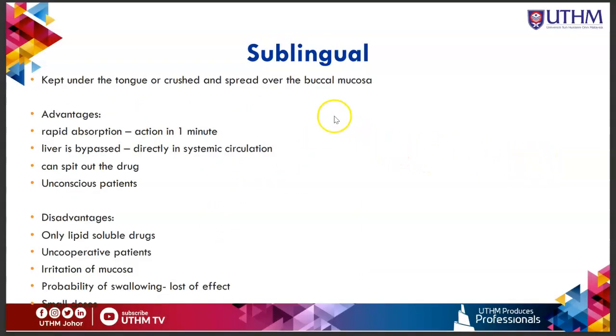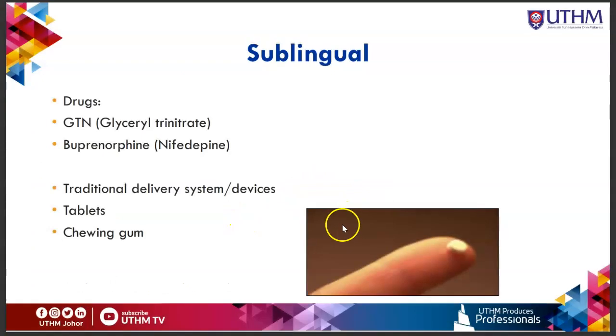And then the sublingual, it's kept under the tongue or crushed and spread over the buccal mucosa. Advantage is rapid. Liver is bypassed. Go straight to your systemic circulation. You can spit out the drug if you don't like it. And the disadvantages is only lipid soluble drug, uncooperative patients won't want to do that, and irritation of mucosa. So the drugs, for example, are GTN or the buprenorphine. Traditional delivery system is tablet or chewing gum.